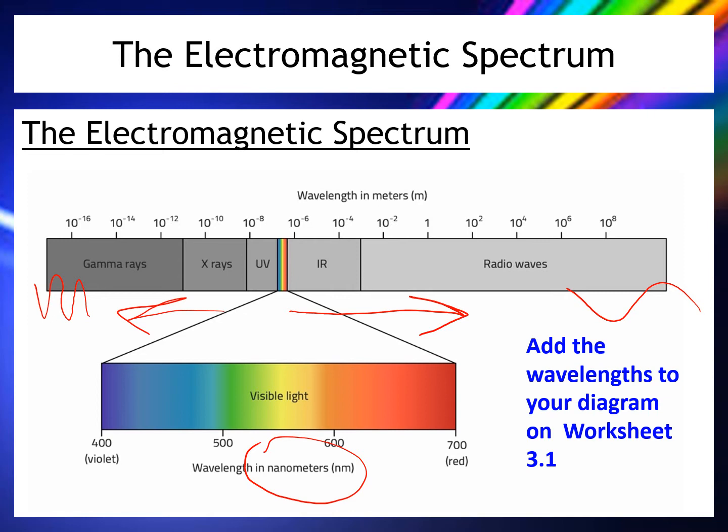Now, if you're doing the homework, you should have worksheet 3.1, and I'd like you to fill that in now, please. I'd also like to suggest that you write in the wavelengths of each part of the electromagnetic spectrum. You would be expected to know this for an exam.